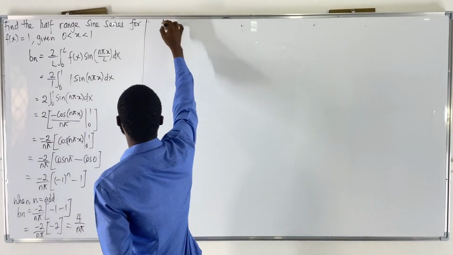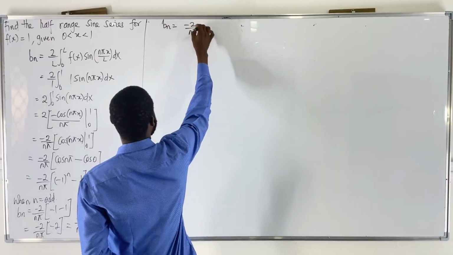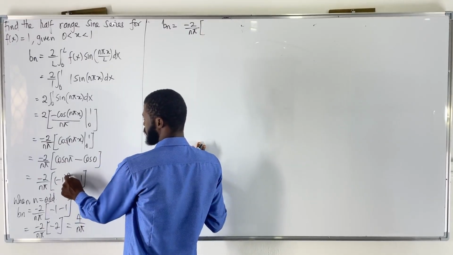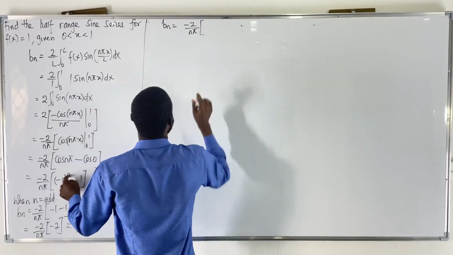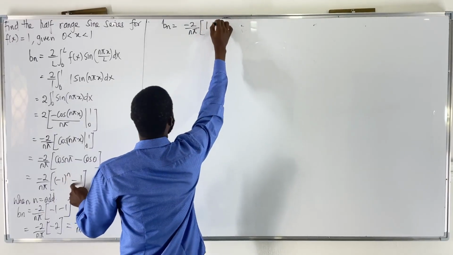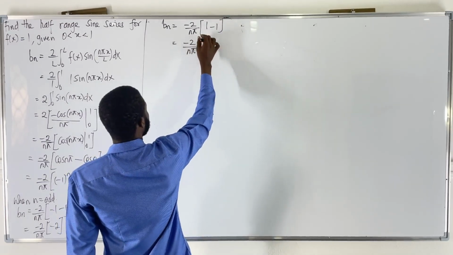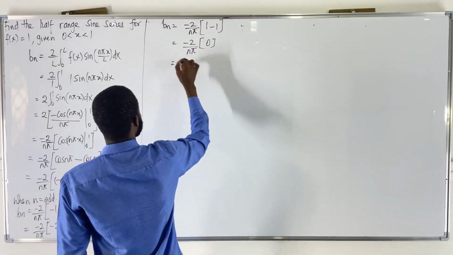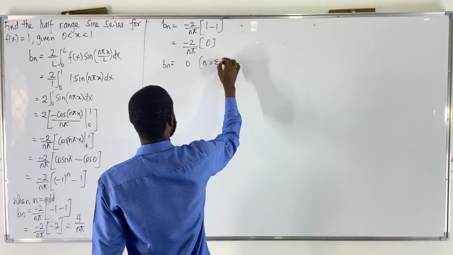Let's see when n is even. So b sub n will become minus 2 over n pi. Now, in this bracket, let's pick 2 because 2 is even. Minus 1 squared is 1. So you have 1 minus 1. So this is minus 2 over n pi. Then minus 1 minus 1 is 0. So everything here will just be 0. So this means that when n is even.